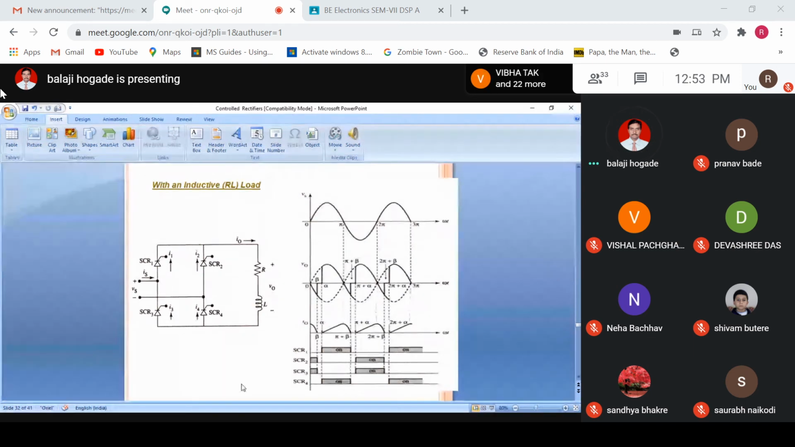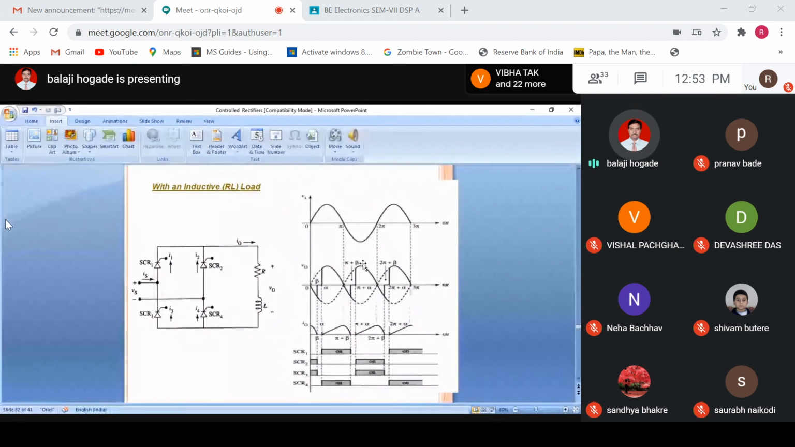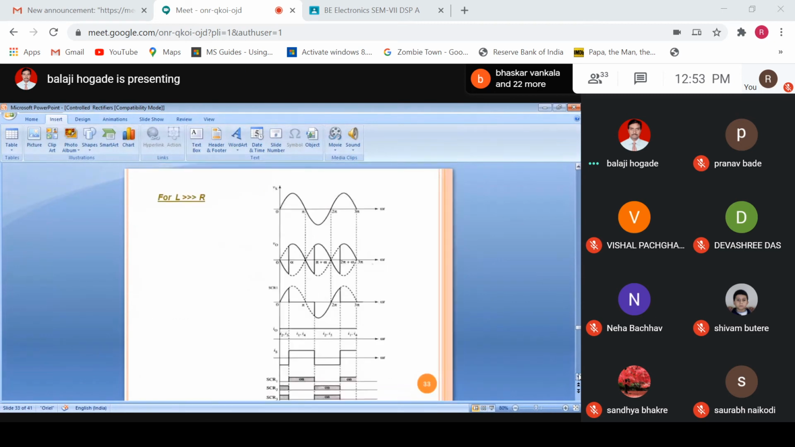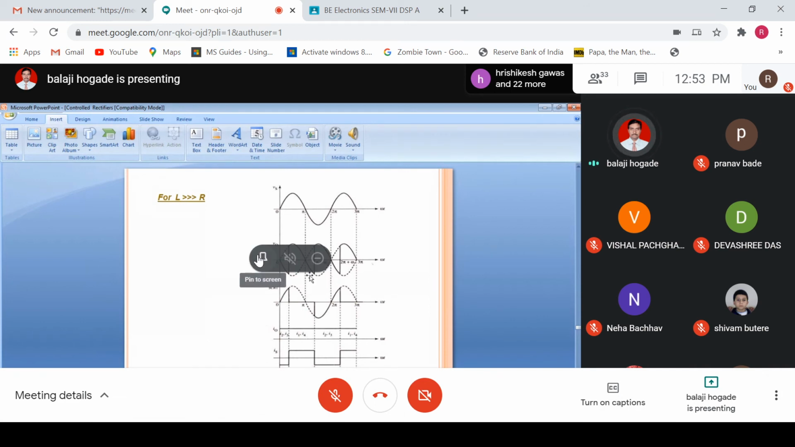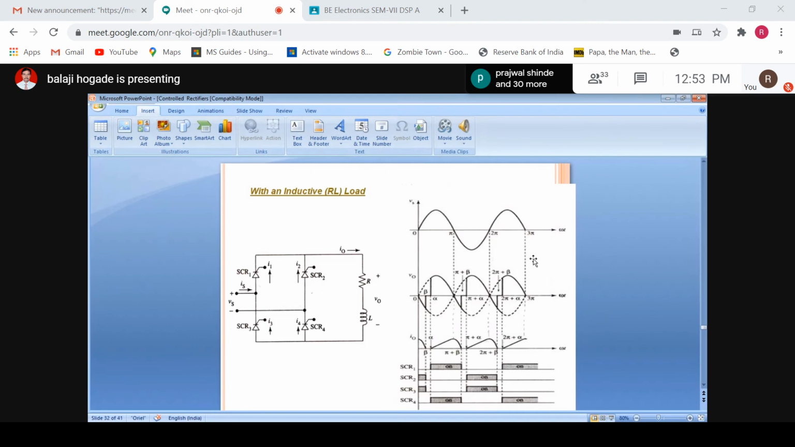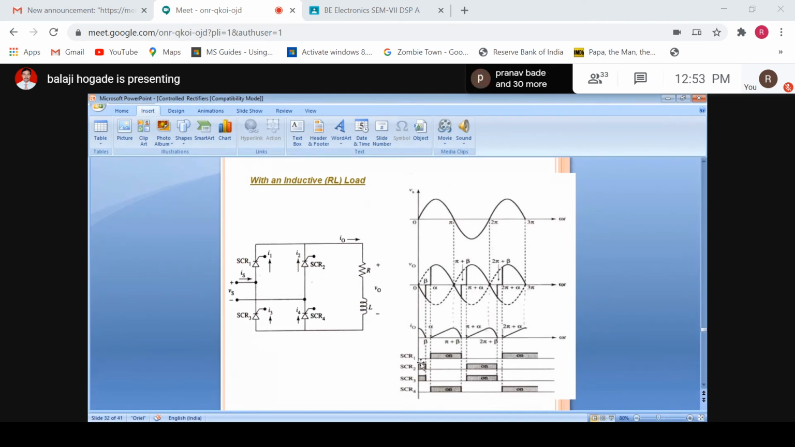हाँ, this is case of low inductor value, and if the value of the inductor is very large, you can see the waveforms. यहाँ पे हमने ये नहीं देखा waveforms of current through SCR1, current through SCR2, current through SCR3, current through SCR4.